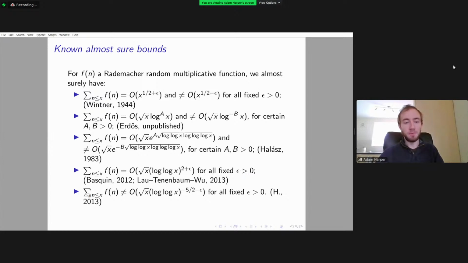And I improved the lower bound. So I proved that almost surely the sums are not big O of root x divided by a power of log x, to about the power 5 over 3. And I don't want to get into the details of what Harper did here, but these later papers are sort of building on the basic method of Harper.